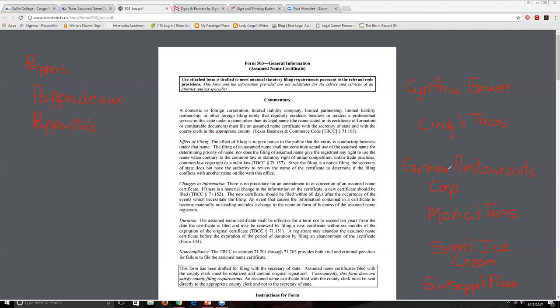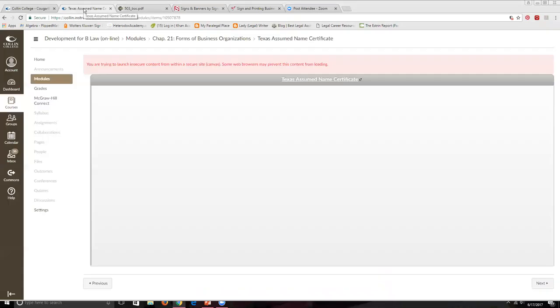They also have, I guess, the Papas Steakhouse, which they've kept with their original name. And in Houston, there's even more of those style. Anyway, this is an example of a document that you may well want to fill out if you choose to have an assumed name. Let's go back to the other documents that we might want to have.